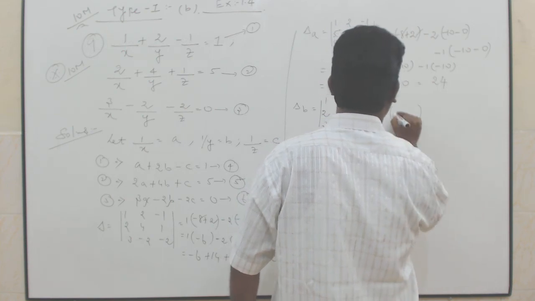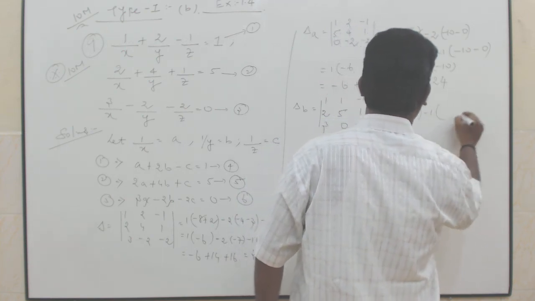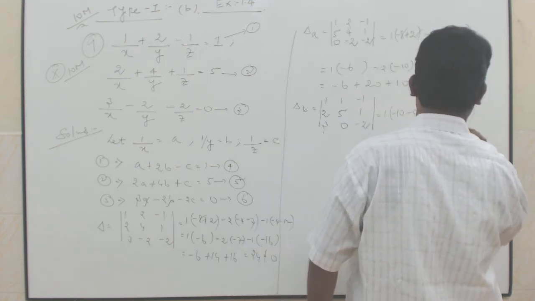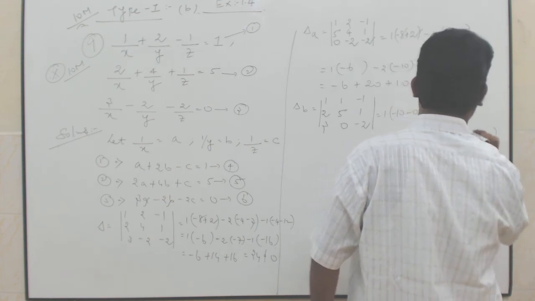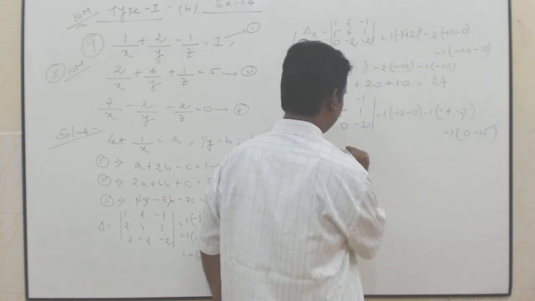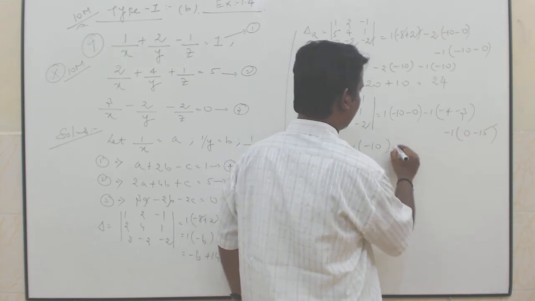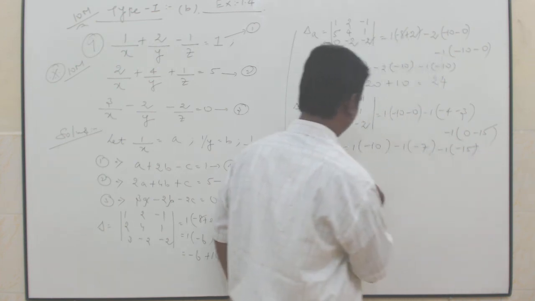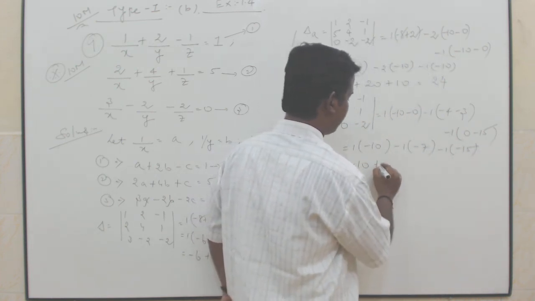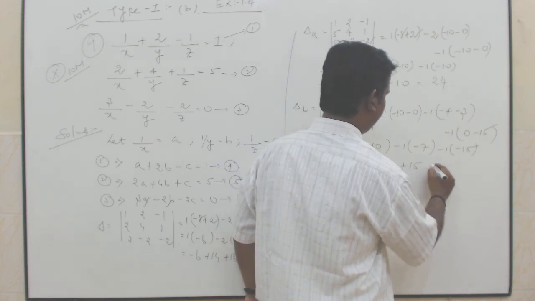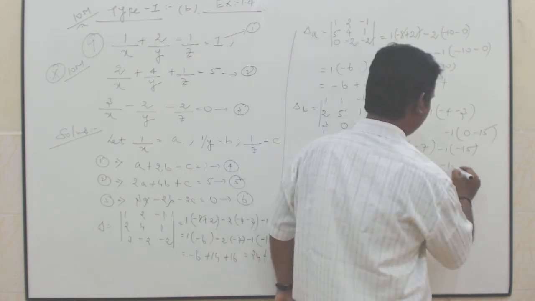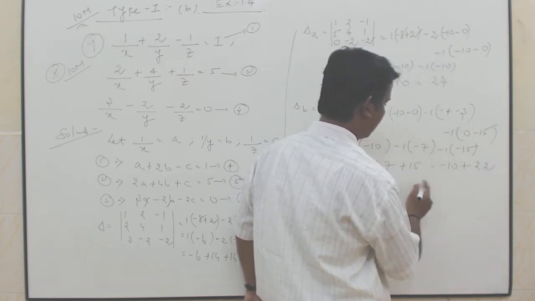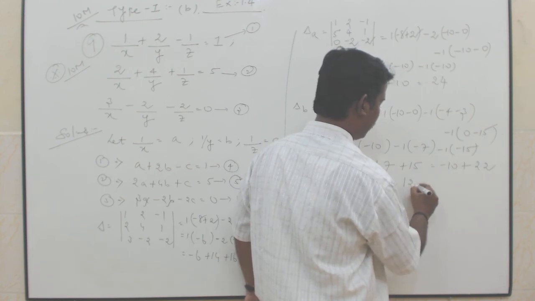1 into minus 10 minus 0, minus 1 into minus 4 minus 3, minus 1 into 0 minus 15. 1 into minus 10, minus 1 into minus 7, minus 1 into minus 15, which is minus 10 plus 7 plus 15. What is 7 plus 15? It is 22. Now tell me what is 22 minus 10? It is 12.